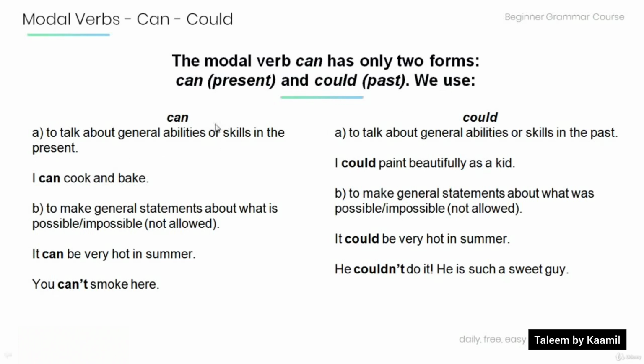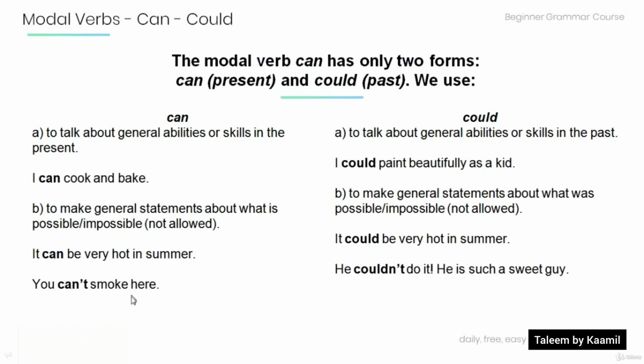Now, we use can, A, to talk about general abilities or skills in the present. For example, I can cook and bake. General ability or skill. B, to make general statements about what is possible or impossible, not allowed. For example, it can be very hot in summer. General statement about what is possible in summer.